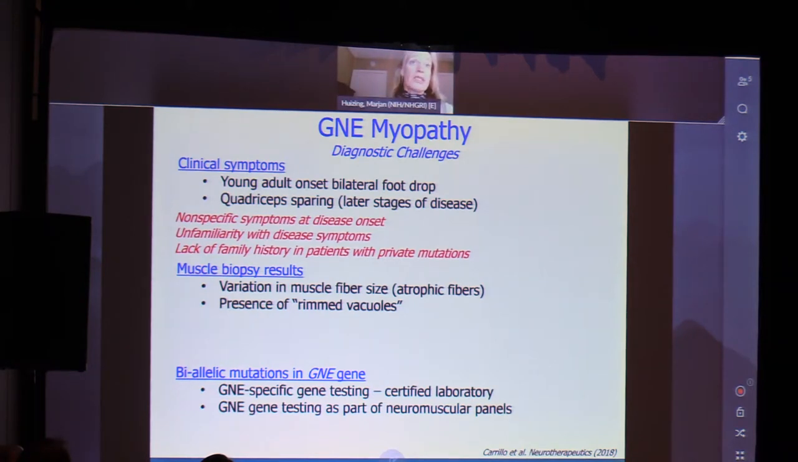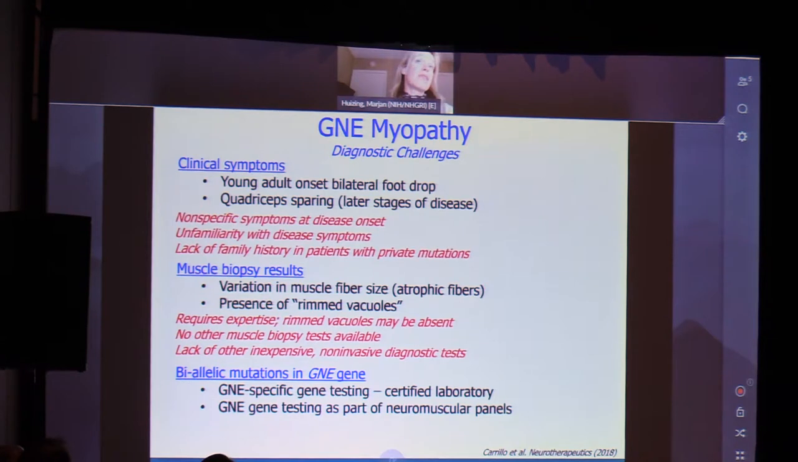Muscle biopsy results. Most patients eventually get a muscle biopsy, and variation in muscle fiber size and the presence of rimmed vacuoles can establish a diagnosis of GNE myopathy. However, looking at these muscle biopsies requires expertise and familiarity with the disease, and rimmed vacuoles may in fact be absent in some muscle biopsies, because first the quality of the biopsy may not be good enough to show the vacuoles, or the biopsy is taken in a muscle that is still quite healthy, for example the quadriceps, where the rimmed vacuoles are not present.